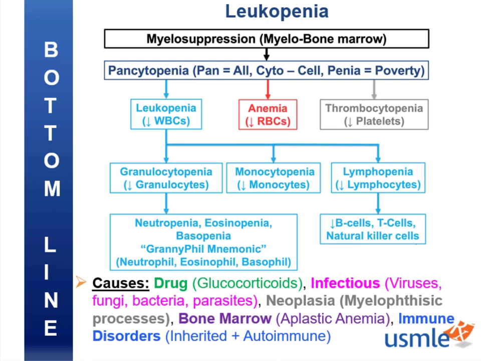There are many causes of leukopenia, such as drugs. Glucocorticoids cause monocytopenia, eosinopenia, and lymphopenia while causing neutrophilia and an actual overall increase in the white blood cell count, a very high yield fact to know. Infections from viruses, fungi, bacteria, and parasites, neoplastic growth leading to myelofibrosis processes, bone marrow causes such as aplastic anemia, which should be called aplastic pancytopenia, and immune disorders that are inherited, such as severe combined immunodeficiency (SCID), and autoimmune causes, such as lupus.